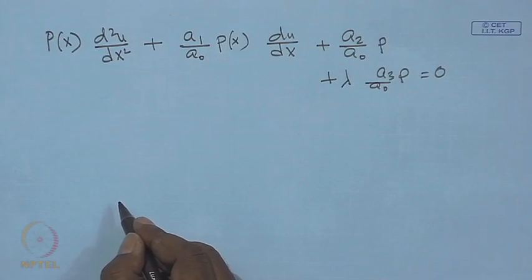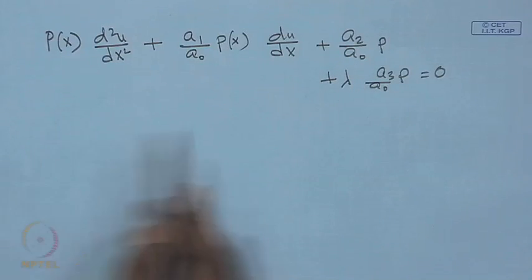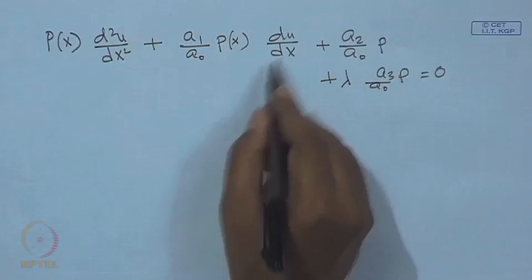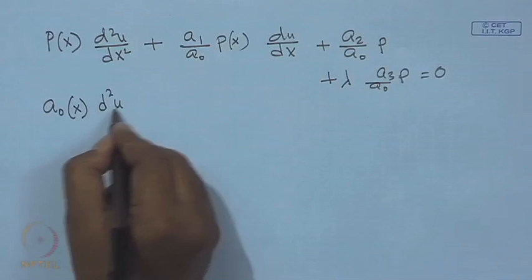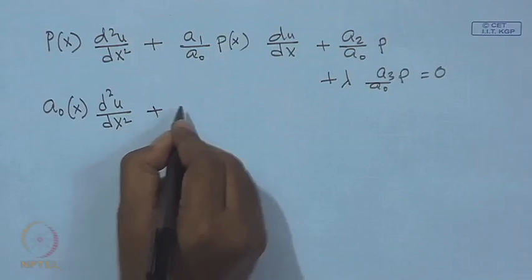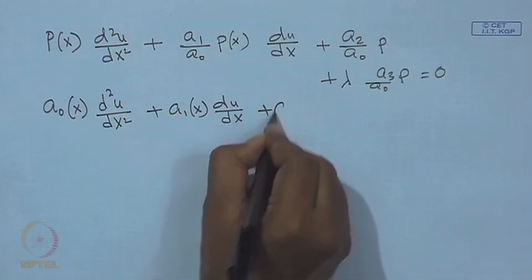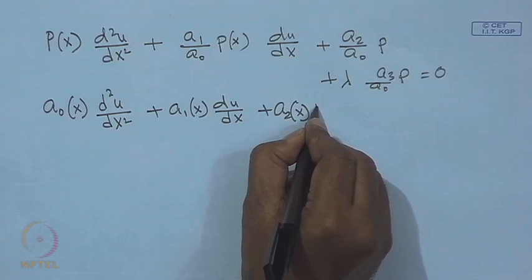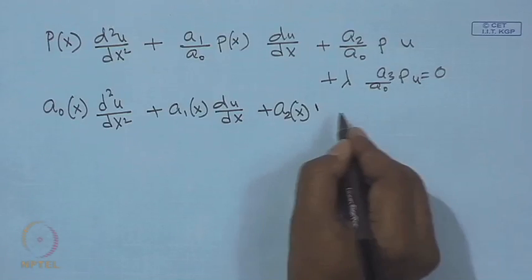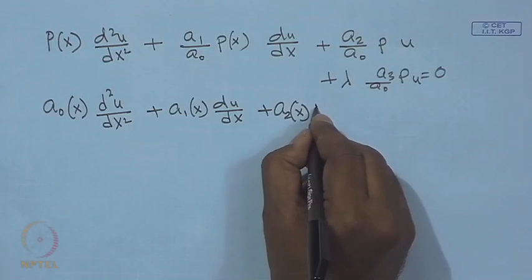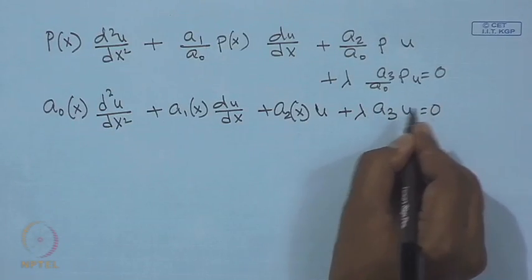Now, you have seen that in all the terms we have a common quantity, that is p of x. Okay. We divide both sides by p of x and multiply both sides by a 0. So, what you will be getting is a 0 as a function of x d square u d x square plus a 1 function of x du dx plus a 2 function of x u plus lambda a 3 u is equal to 0.